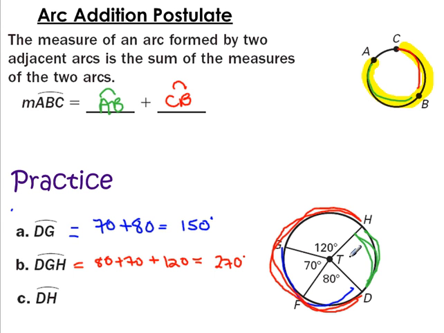And I don't have a central angle that corresponds to it, but what I do know is that the entire circle is 360 degrees. And I know that arc DGH is the complement to arc DH, so if I have 360 minus 270, I should be able to come up with the measure for this arc, which will be 90 degrees.